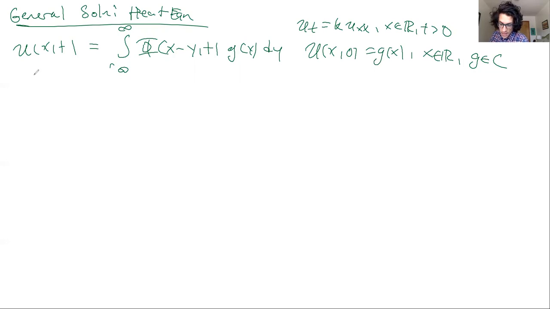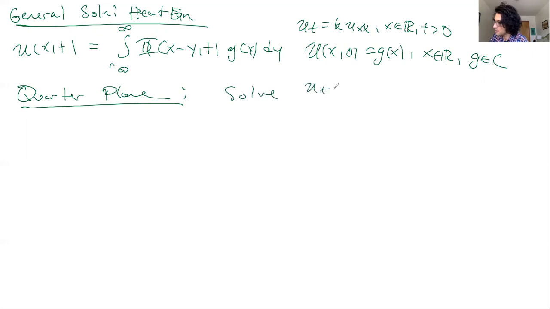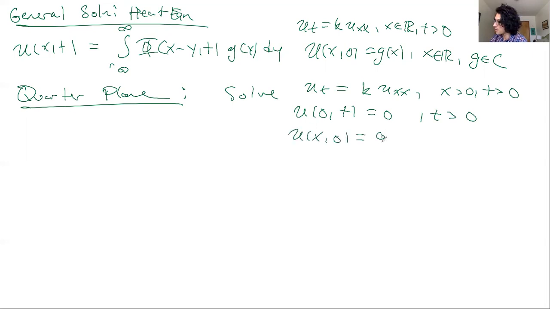Now, let's extend to, like we did in wave equations, the quarter plane problem, where essentially we want to solve U sub t equals k u_xx, where x is greater than 0. And so now we're going to have a boundary condition in addition to our initial condition. Well, let's start off with it just being a homogeneous Dirichlet boundary condition, okay?